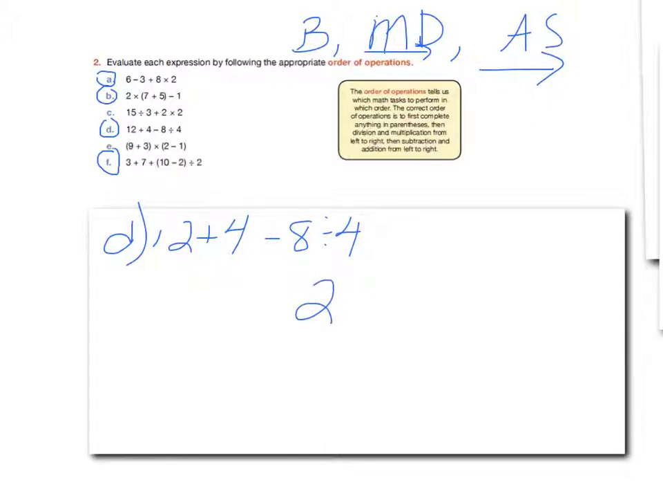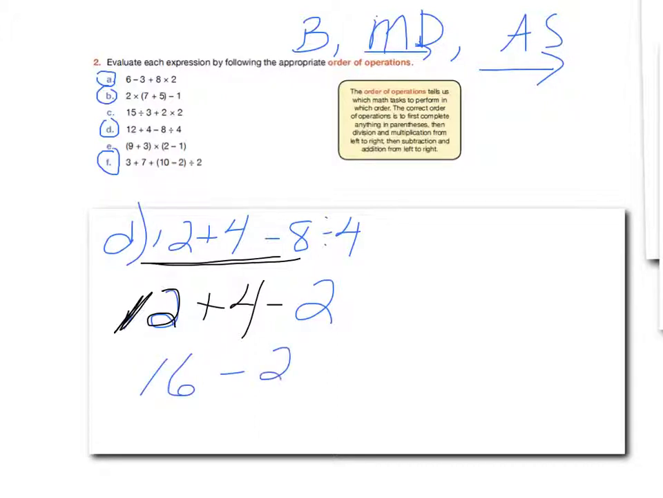What are we left with? 12 plus 4 minus, because we haven't gotten rid of that part, we still need that minus sign. So now we look at it and, oh, all we have left is adding and subtracting, and we have to work our way from left to right. So I'm going to start at the front. 12 plus 4 is 16, minus 2 is what we have left. 16 minus 2 is 14. That's our final answer for that one.